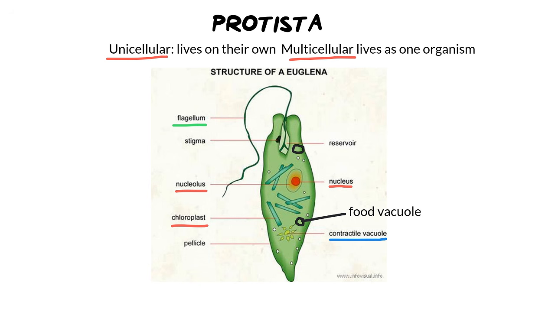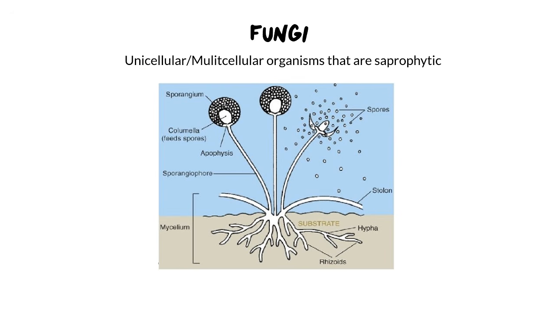Now, the final group that we are looking at is fungi. Fungi can be both unicellular or they can be multicellular. If they're unicellular, they're going to be microscopic. If they're multicellular, they're going to be macroscopic, and you can see them with the naked eye.